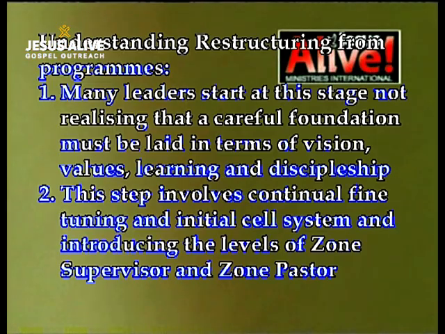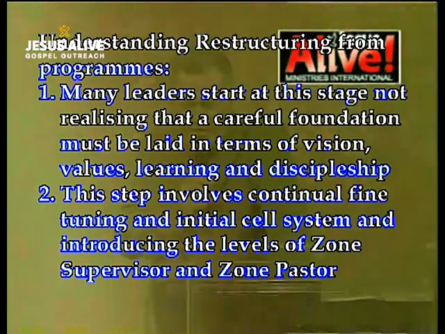This step involves continual fine-tuning of the initial cell system and introducing the levels of zone supervisor and zone pastor. The entire system will grow smoothly if we continually involve training and internship at every level. Monkey see, monkey do. I learned this step, I pass this step on. I learned the next step, I pass that step on. There's a constant learning and training in the transition.